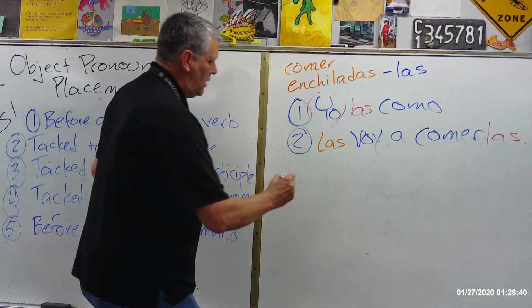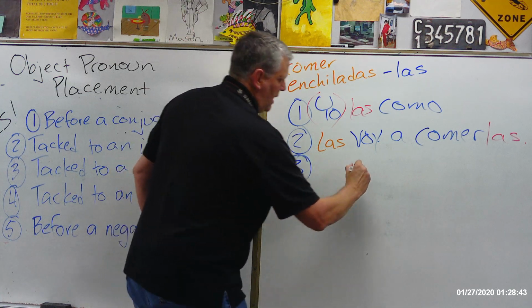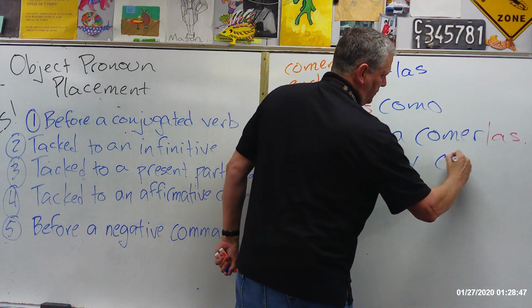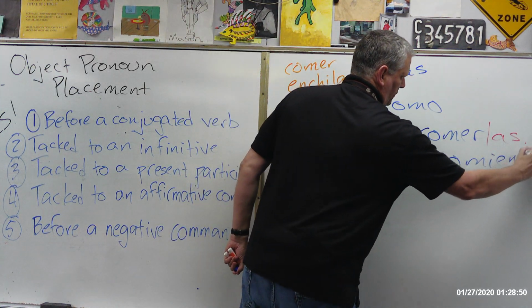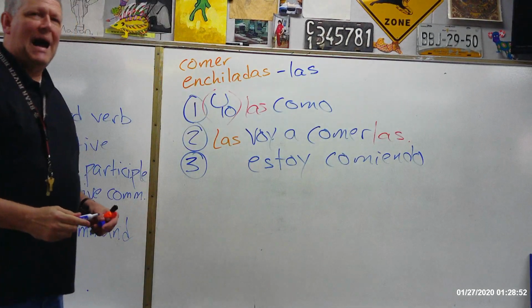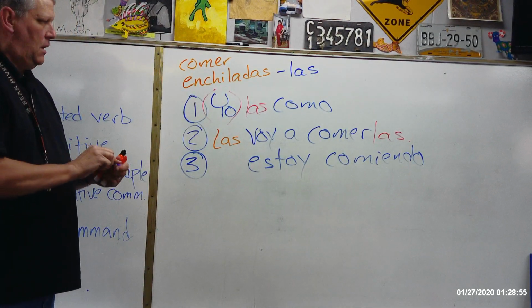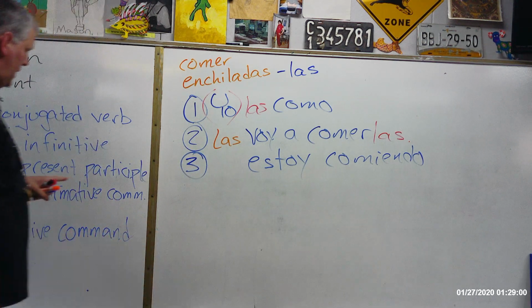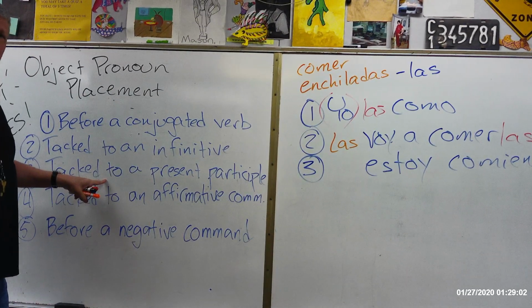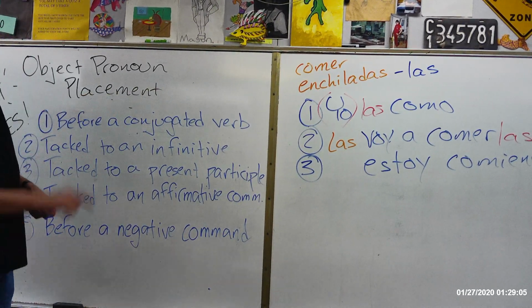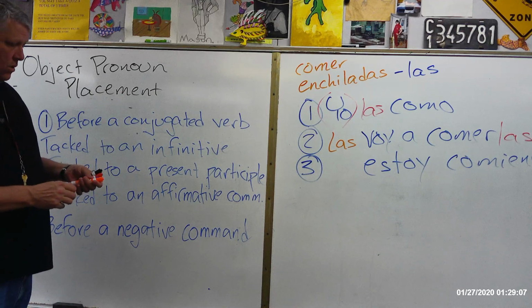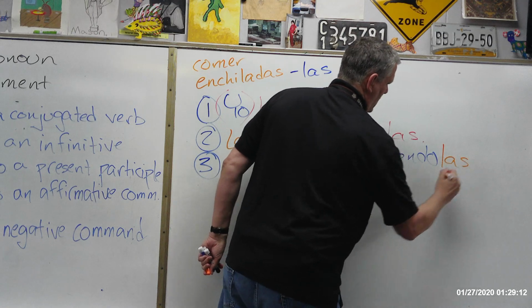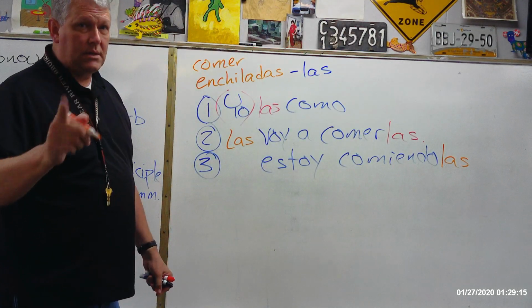Okay, next one. Rule number 3, I am eating. This is where you tack it on to the end of a present participle. Comiendo. Estoy comiendo means I am eating. Okay? This is part of what we call the present progressive tense. Rule number 3 says you can tack this object pronoun directly onto the end of that present participle. So that would be like putting it right here. Estoy comiéndolas.